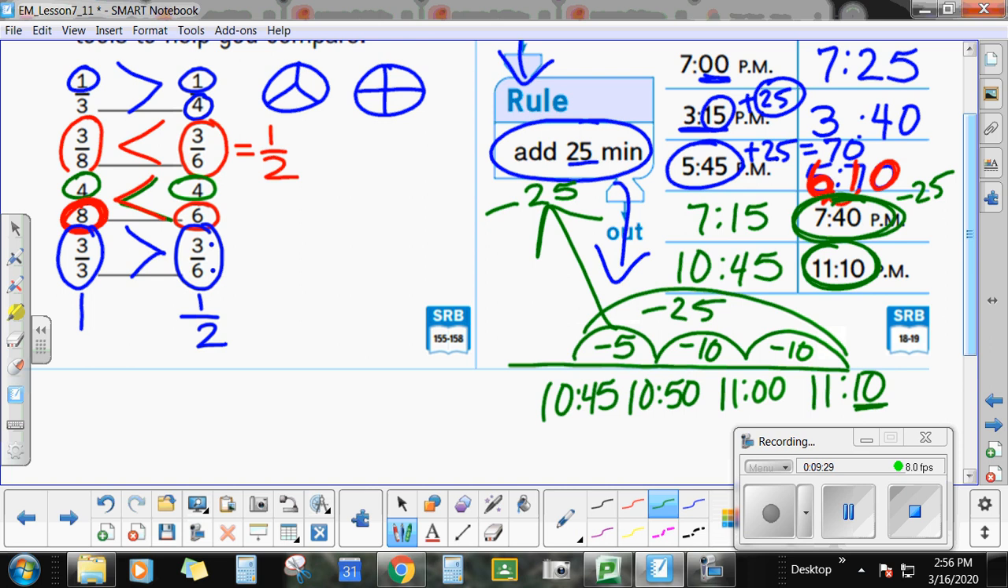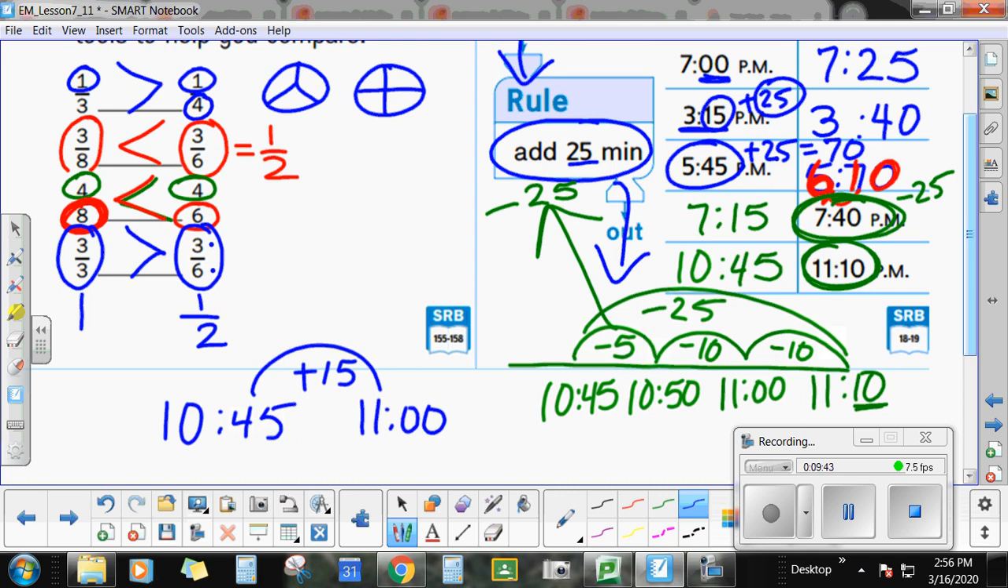And then I could kind of check myself. I know that 10:45, let's see, let's do it like this. 10:45 plus 15 minutes is going to get me to 11 o'clock. And then I need to do 10 more minutes, so it's 25 altogether. And that's going to get me to 11:10. Right?